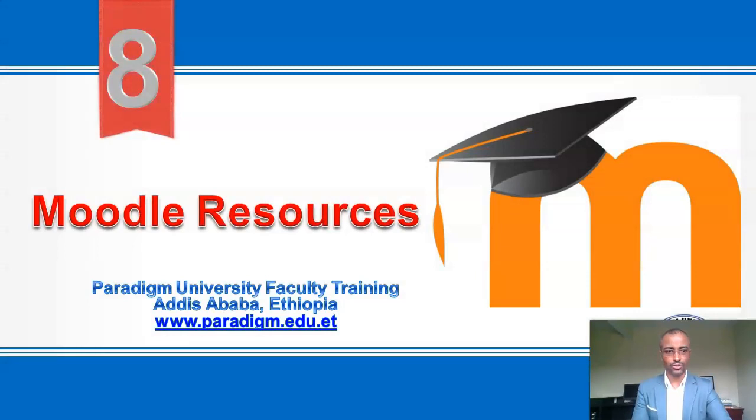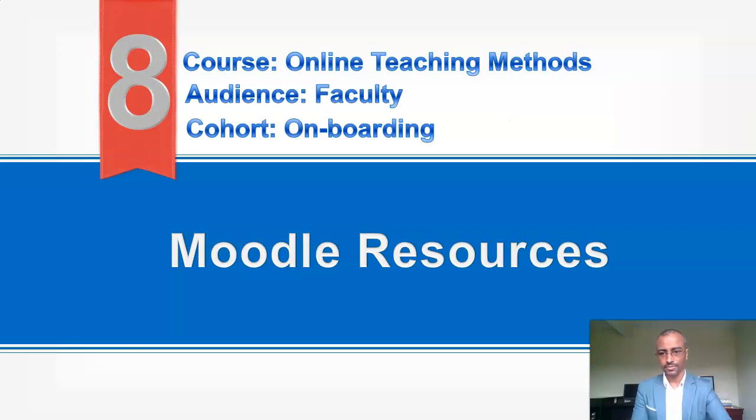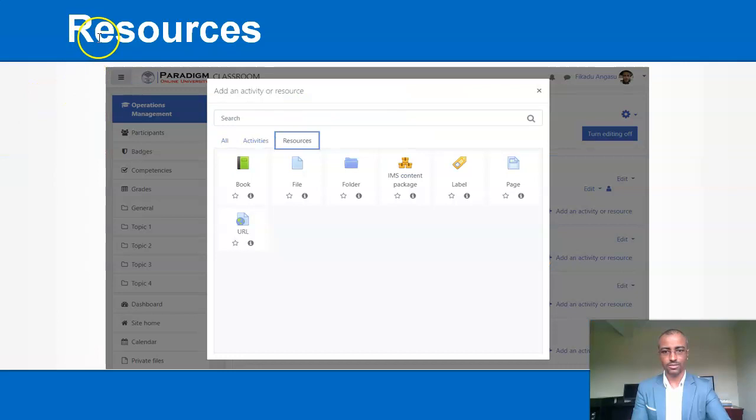So let's go back to the PowerPoint. This is the 8th lesson for our Moodle resources. If you remember, the Moodle resources can be accessed by clicking the Resources button under the Add an Activity or Resource menu. Last time we saw how to create books, files, and folders, and today we are going to see how we use IMS content packages and so on.